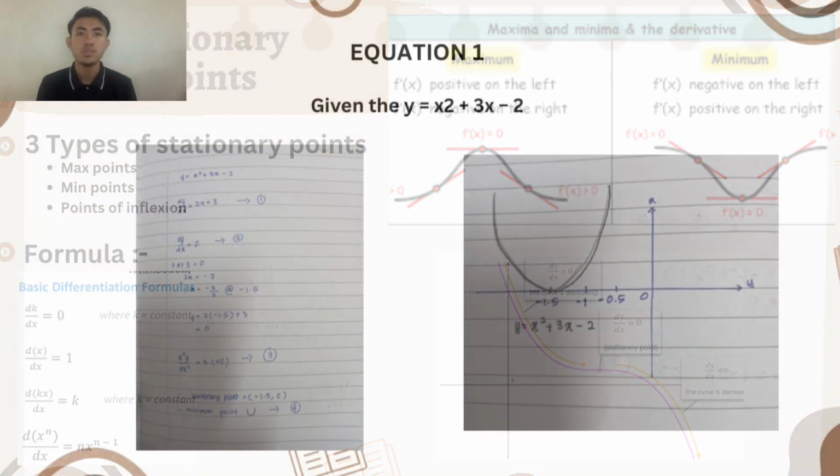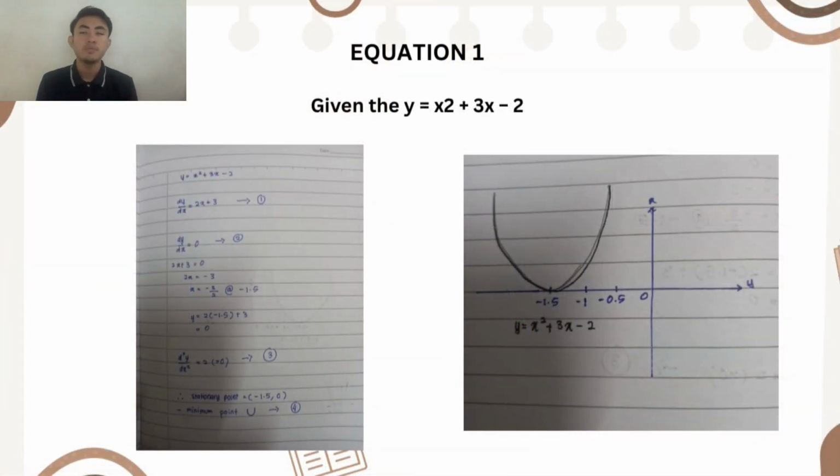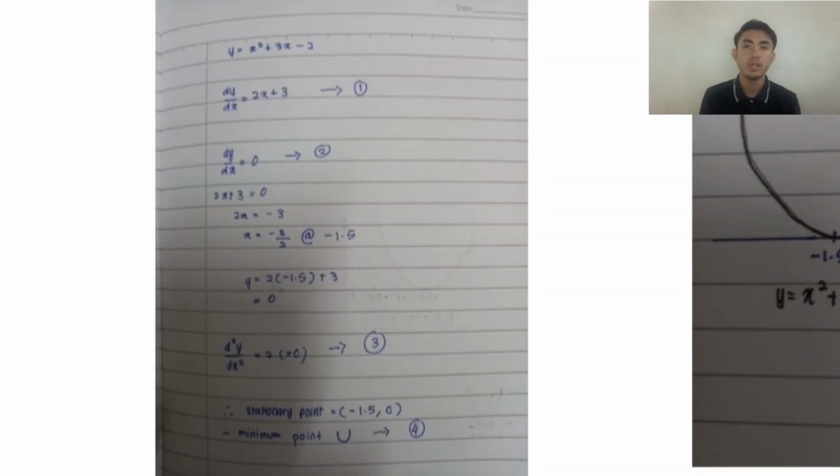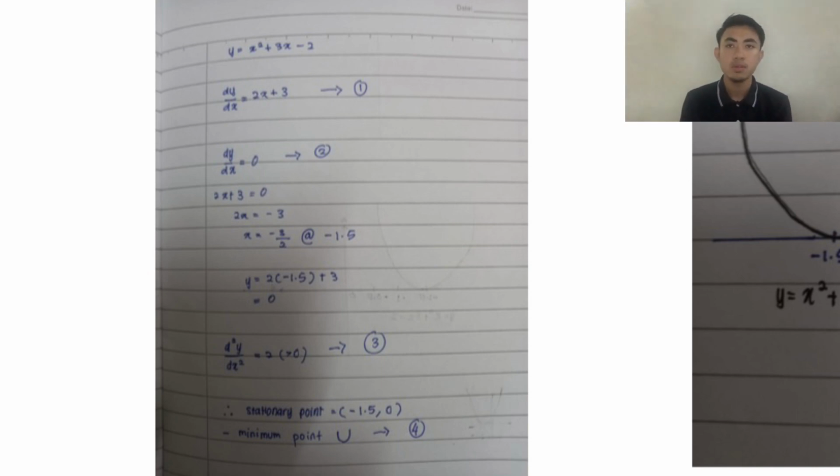Okay, so I'm Muhammad Abdullah and my part for this presentation is for the questions. So here is question 1. The given is y equals x squared plus 3x minus 2. In application of differentiation, we have 4 steps to solve the equation. The first one is we need to differentiate the equation. So from x squared plus 3x minus 2, we get the differentiation 2x plus 3. That's the answer for step 1.